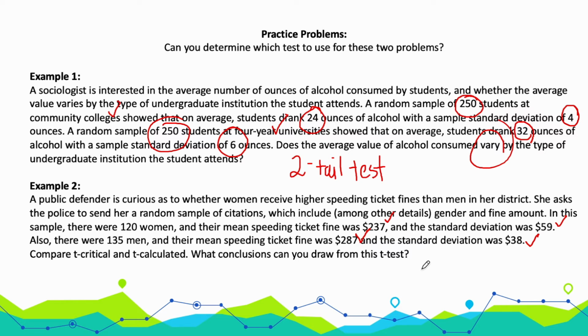Well, again, we want to think about whether we're being asked for any difference or any directionality between these two groups. The first sentence of this practice problem asks us whether women receive higher speeding ticket fines than men. That gives us directionality. That's saying, do women have greater speeding ticket fines than men? That directionality gives us the indication that we should use a one-tailed test.